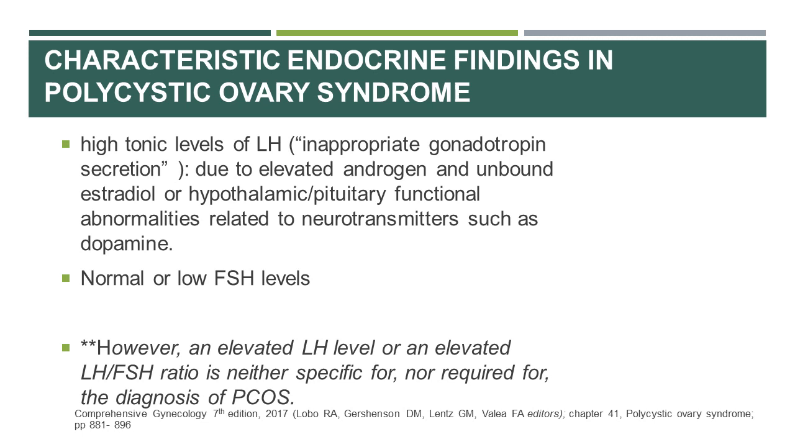The characteristic endocrinologic features in polycystic ovary syndrome include abnormal gonadotropin secretion caused by increased gonadotropin-releasing hormone pulse amplitude or increased pituitary sensitivity to GnRH. These abnormalities result in tonically elevated levels of luteinizing hormone, or LH. The high tonic levels of LH are often referred to as inappropriate gonadotropin secretion, and this is due to elevated androgen and unbound estradiol, or hypothalamic pituitary functional abnormalities related to neurotransmitters such as dopamine.